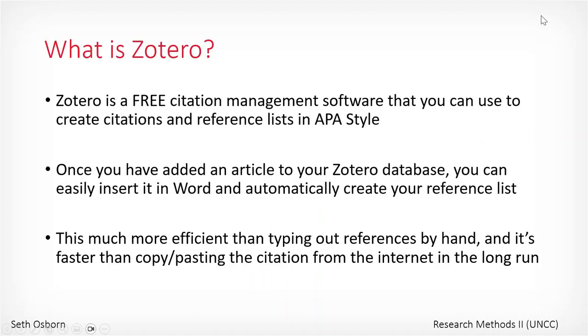Zotero is a free citation management software that can do a variety of things, including create your in-text citations and your reference list when you're writing a paper. This can save you a lot of trouble.